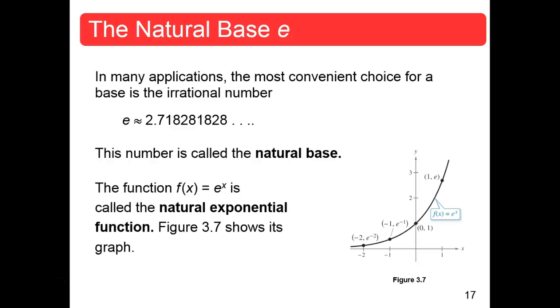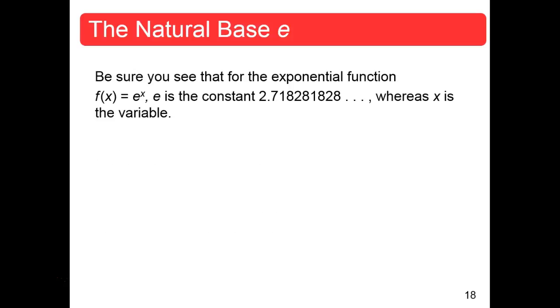All right. Be sure that you see for the exponential function f of x equal e to the x, e is a constant. It's not a variable, but we also treat it as if it's a function. So that's a little weird. Whereas x is the variable. Okay, there's the variable. That's the constant.